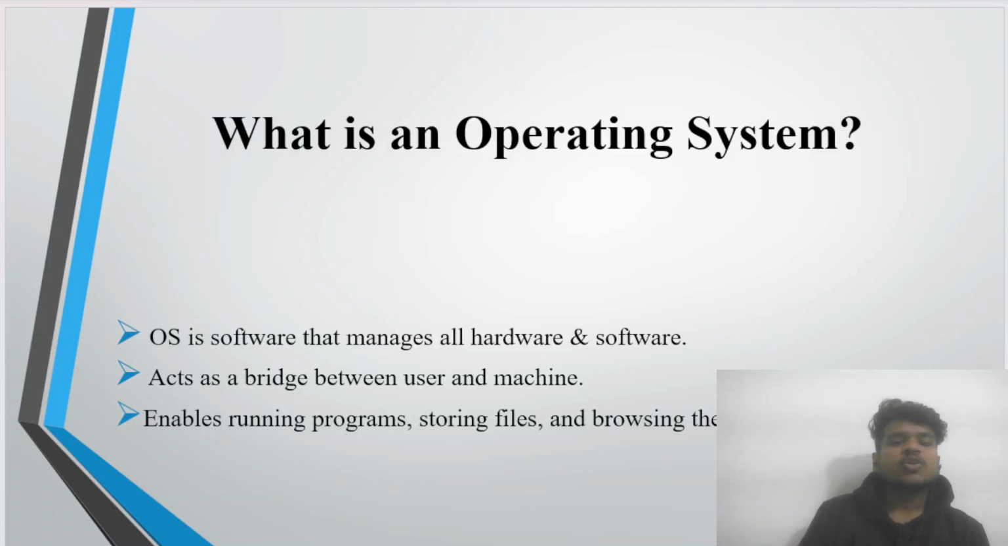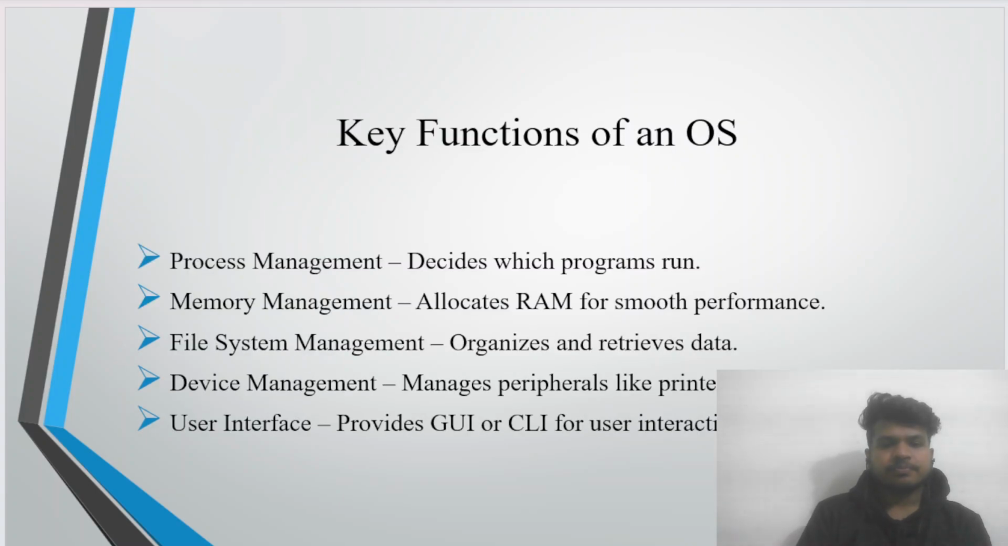So, moving further, what exactly is an operating system? Imagine you turn on your computer. Within seconds, you see a screen with icons, a taskbar, and a menu. But have you ever wondered what happens behind the scenes? The operating system is software that manages all hardware and software on a computer. It acts as a bridge between you, the user, and the machine, allowing you to run programs, store files, browse the internet, and much more.